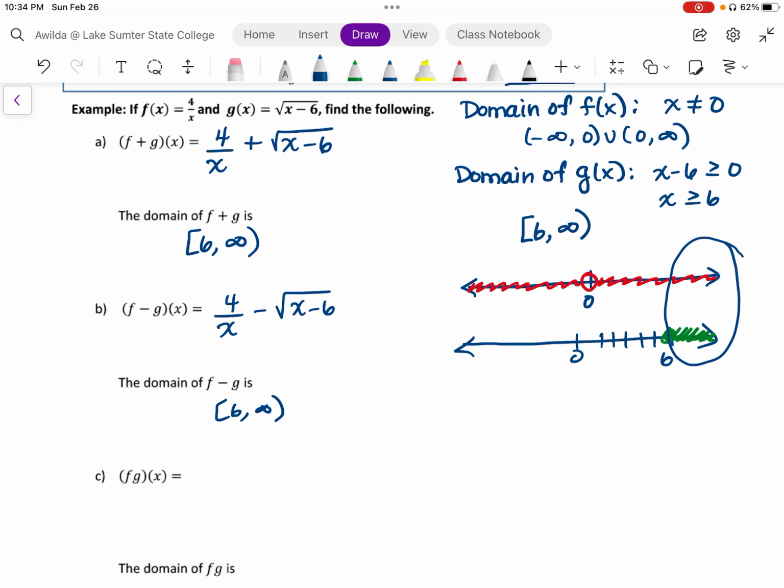Next, we're going to look at what happens when we multiply f and g. Well, in this case, we take the rule of f and we multiply it by the rule for g. There's a couple of ways we could write this a little bit more concisely, but they all mean the same thing. The domain, again, is the intersection of the two individual domains, so we're still starting at 6 and going toward positive infinity.